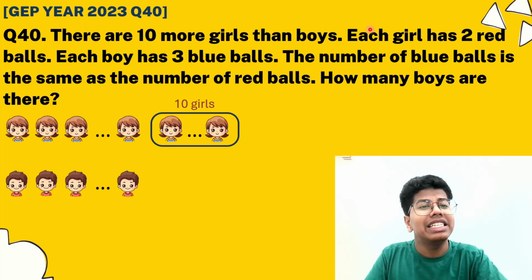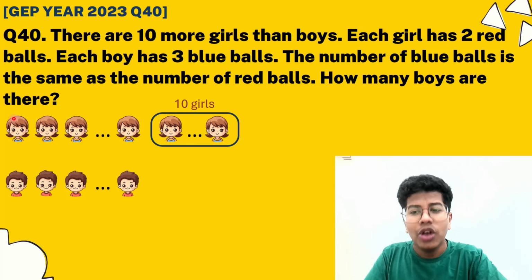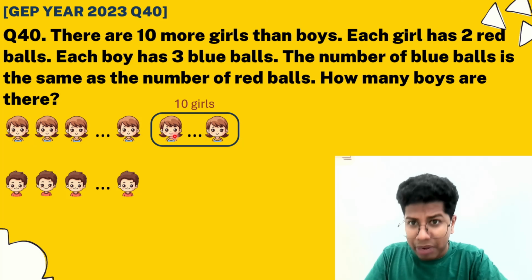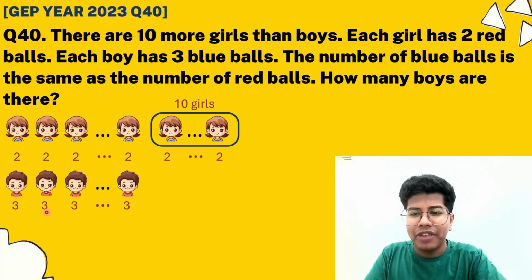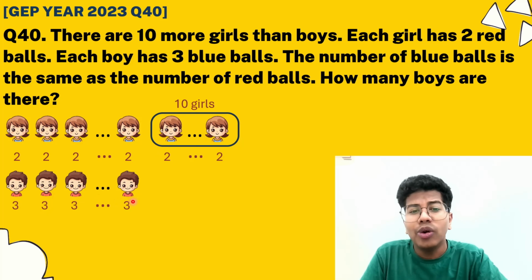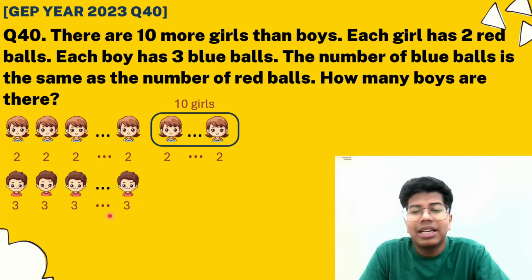Then the question says each girl has 2 red balls. So for every girl that is present, everyone has 2 red balls. Now regarding the boys, all the boys have 3 blue balls. So here everyone has just 3. And we don't know the number of girls and the number of boys.